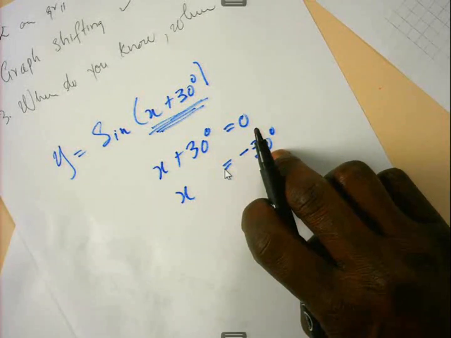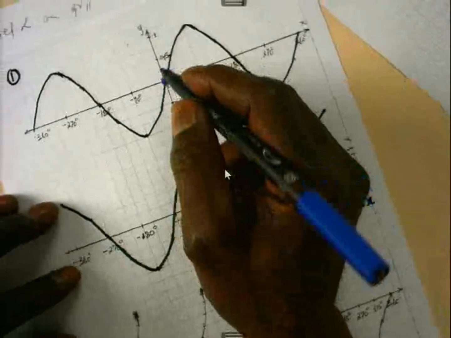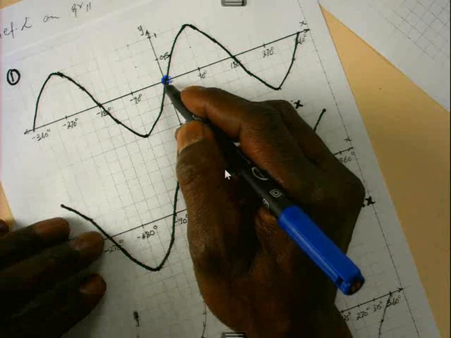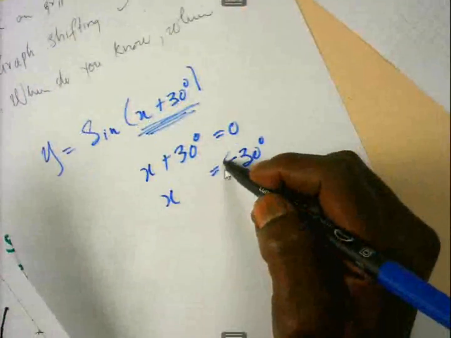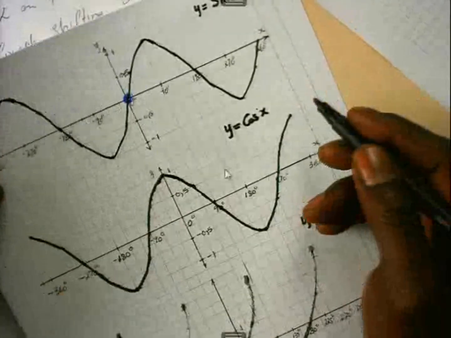It means our mother function, for every point that we are having there on the graph of y is equal to sine x, every point must shift to the left. Why to the left? Because of this negative sign here. Then we shift every point to the left.